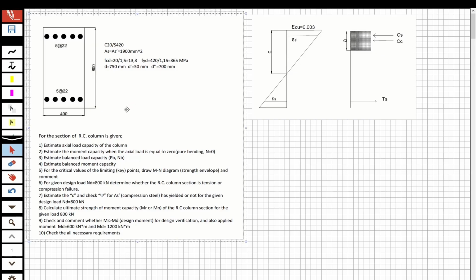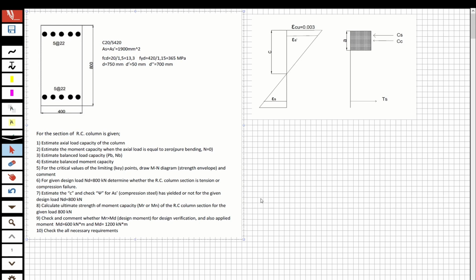In this video we are going to solve a question about reinforced concrete, and the question will be the analysis of a reinforced concrete column. And now you can see the section is given on the screen.